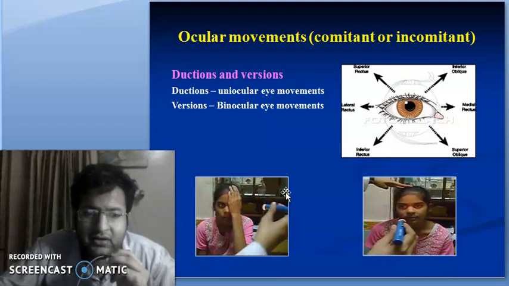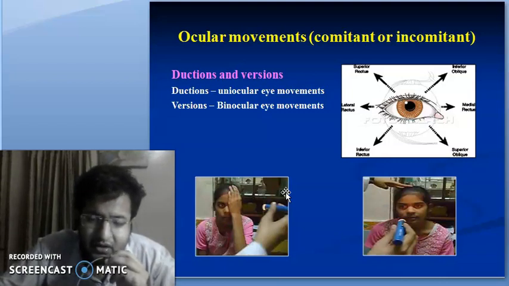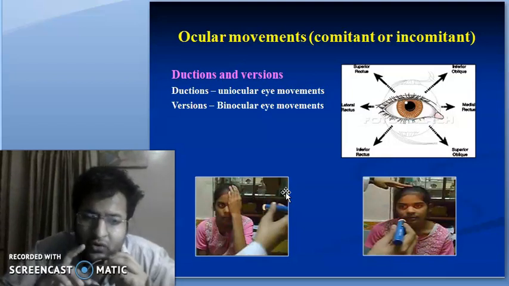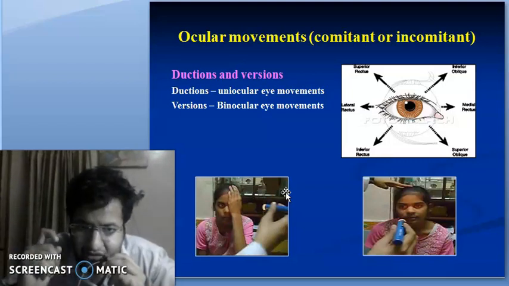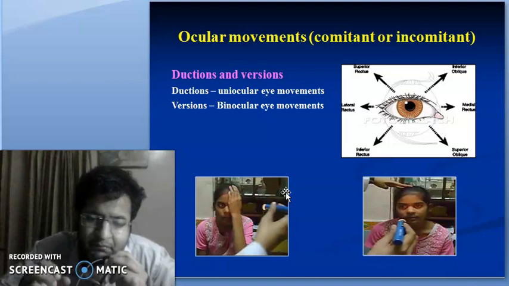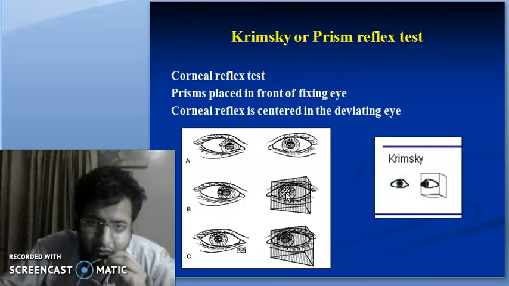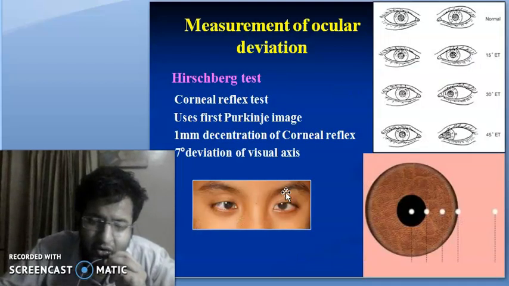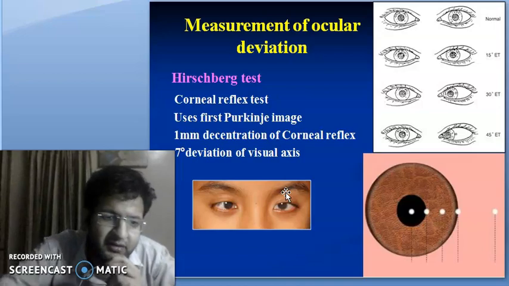After doing the cover-uncover test, we should do the ductions and the vergences. Ductions, what are ductions? They are the uniocular movements in all the directions of the gaze. What are vergences? They are the binocular movements, that is the movements of the two eyes together in different directions of gaze. We have to measure the ocular deviation in the strabismic patients, which we will continue further in the next video.